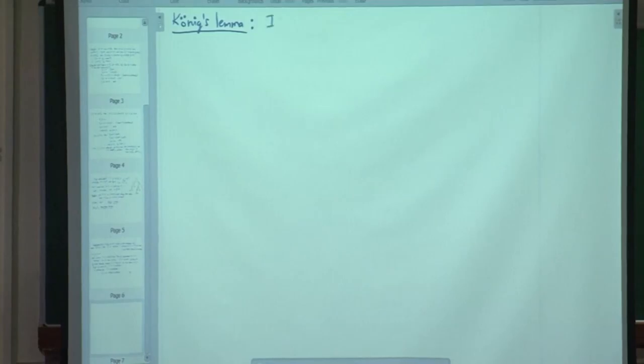So if T is an infinite rooted binary tree, then T has an infinite branch. Okay, we have to do quite a few things over here.